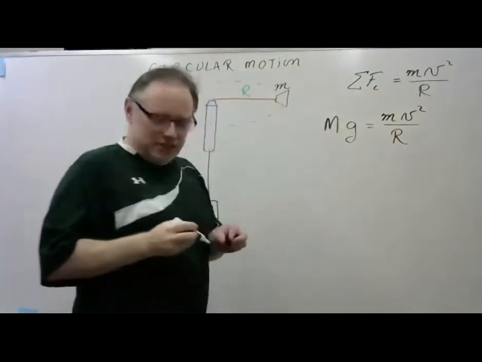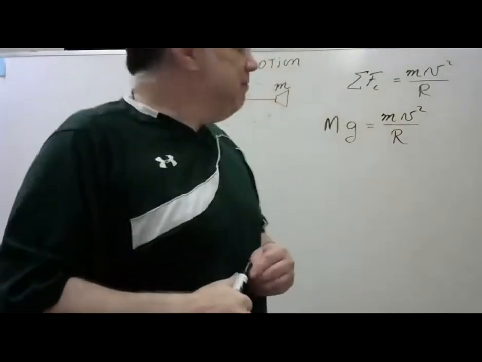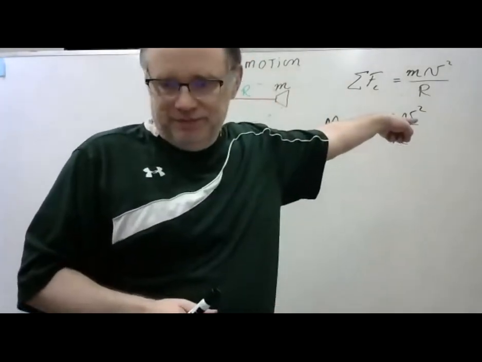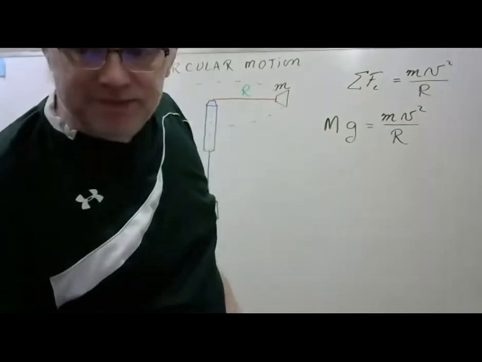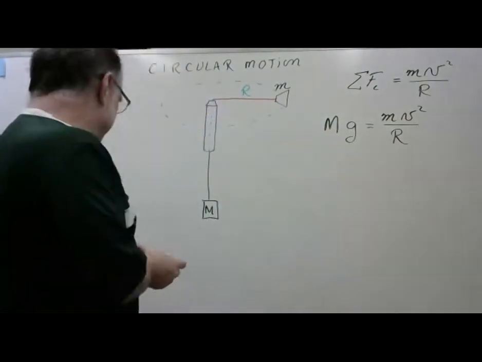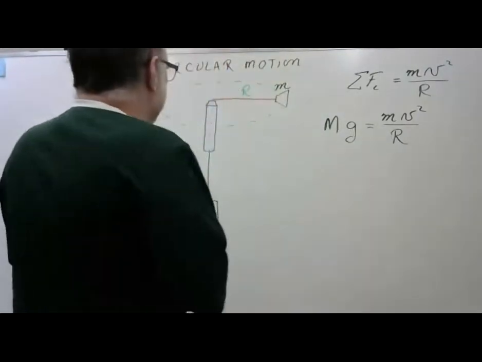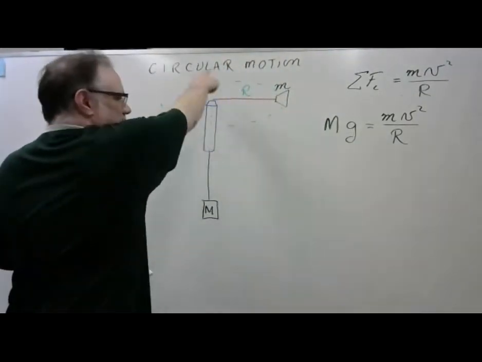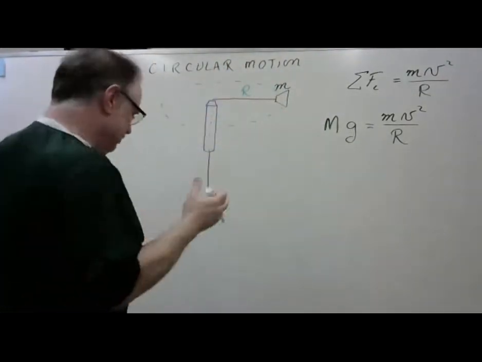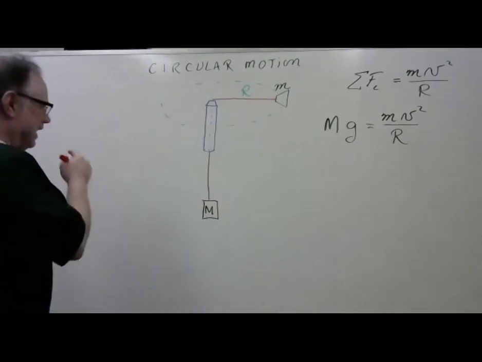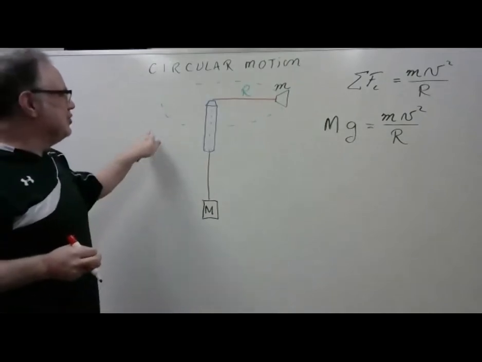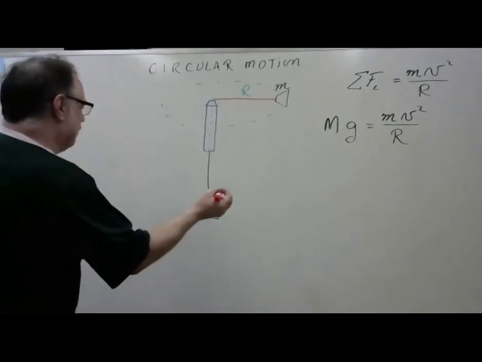Okay. The problem is that experimentally, we can't measure the speed directly. We can't measure the speed of this thing directly. So we're going to have to calculate it. And so what we're going to do is find the period of the motion. And we're going to need to relate that to that.